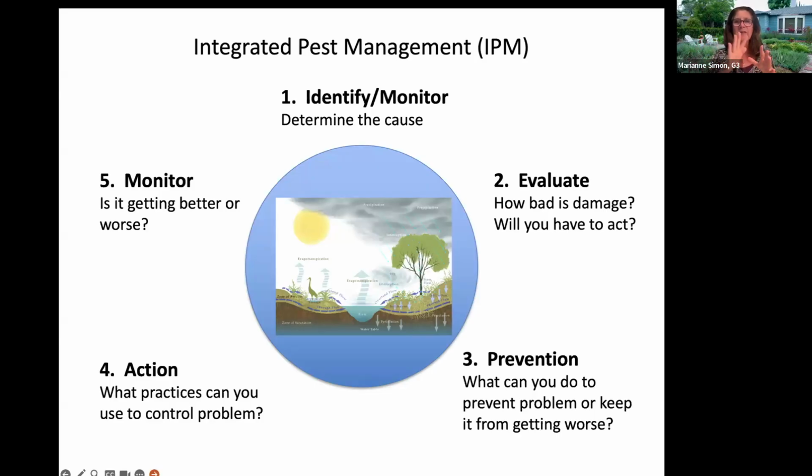So there's 5 key points. The first one is to identify and monitor what the actual problem is. And for each of these, we will go ahead and do a drill down.